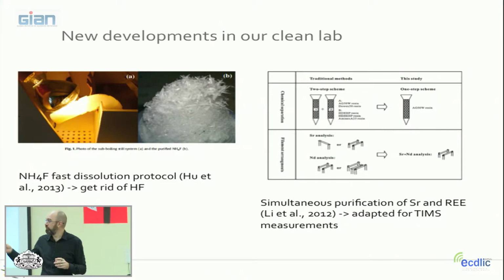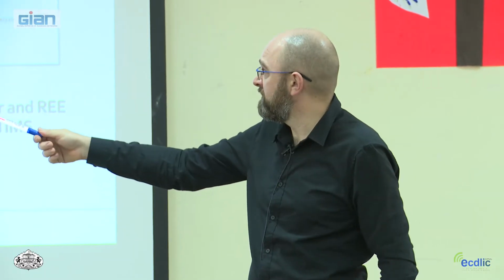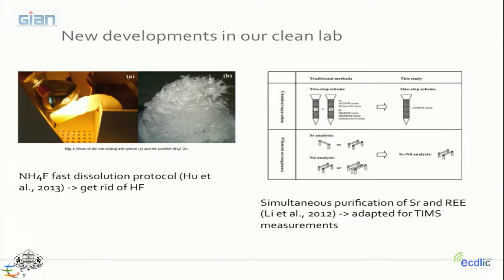And so those are the two applications we are starting to develop in Toulouse to get rid of HF, especially for the students. The senior researchers can still use HF, but I will be more confident if my students are using this, so I know they are safe. And also to perform some new chemistry, a totally different philosophy than Christian Pain, that purifying everything. Here the Chinese don't purify anything. They just separate strontium and rare earth elements and put everything in the mass spectrometer, and it works. Okay? So that's it for the clean lab.